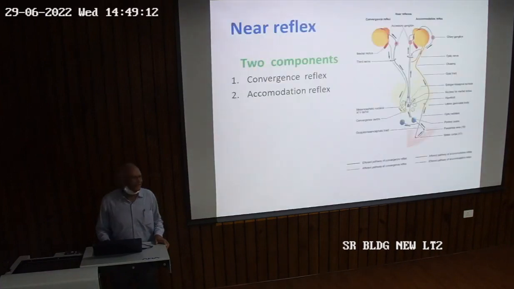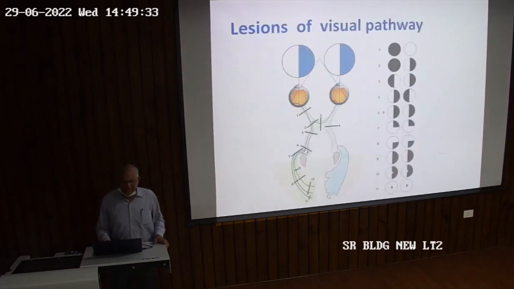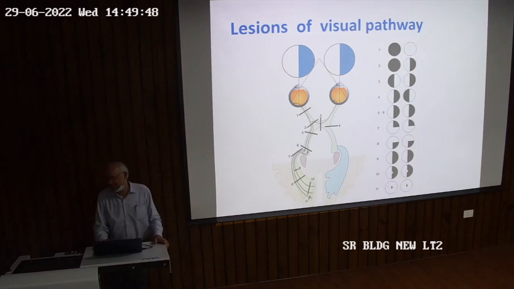Then the near reflex and the convergence reaction, the accommodation reflex, we have seen in detail. Pupillary reflex: where the light goes, the reflex goes to the pretectal nucleus, then Edinger-Westphal, then the ciliary ganglion, sphincter pupillae, and like that. This is the pupillary reaction. All these visual pathway lesions: optic nerve, optic chiasma, lateral side, center side, optic tract, optic radiation, and macular fibers, Gunn's region. That finishes your visual pathway.